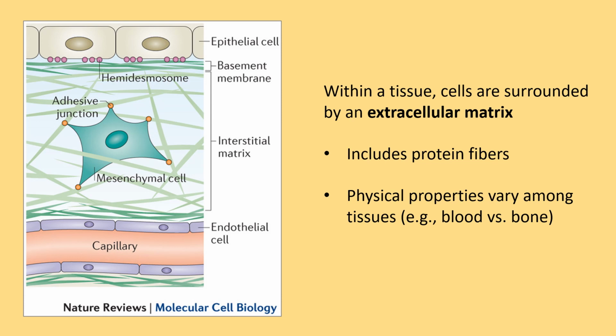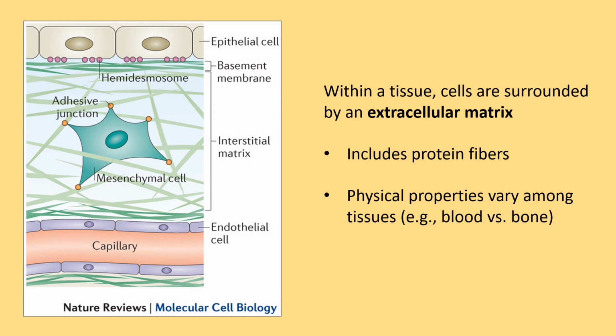And then, as I mentioned earlier, cells that make up a tissue may also be connected to materials in their extracellular environment. That extracellular environment is often a mixture of water, solutes, and proteins. And that extracellular matrix also lends characteristics to the physical properties of a tissue.